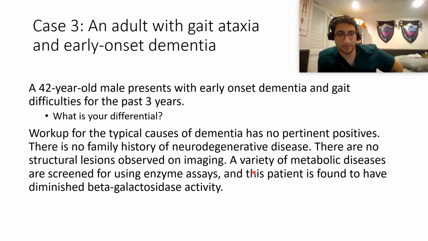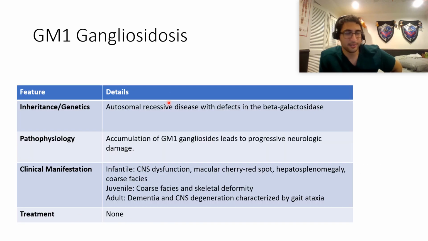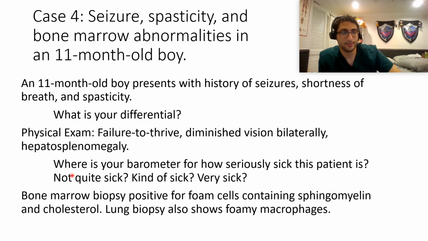There's no family history of neurodegenerative disease. There are no structural lesions observed on imaging. A variety of metabolic diseases are screened for using an enzyme assay, and this patient is found to have diminished beta-galactosidase activity. And that's GM1 gangliosidosis, all right? I'm not going to beat a dead horse here. There's multiple forms. You can read this in your own time. What I want to point out is this theme that accumulation of gangliosides leads to progressive neurologic damage.